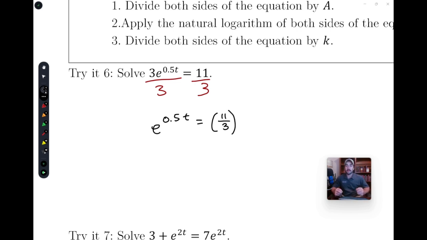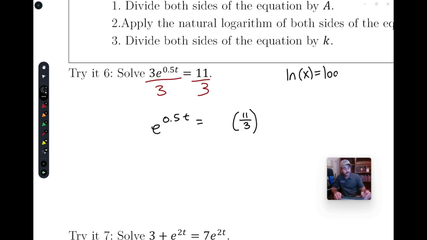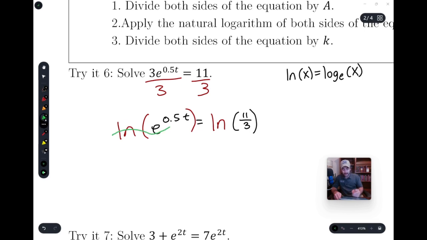Now the same way we got rid of a base before is the way we're going to get rid of an e, but the property that we have to remember is that the natural log of x is just the log of x with the base of e pre-built into it. So the way we get rid of the e is we natural log the whole side. And what you do to one side, you have to do to the other. And so that'll take care of that, just like it has been doing.